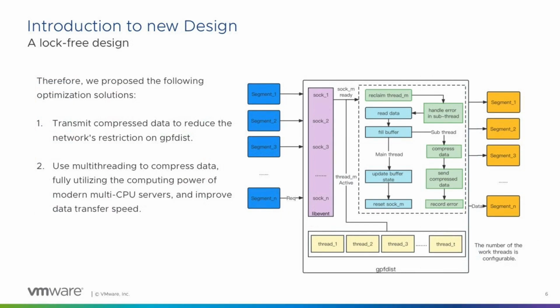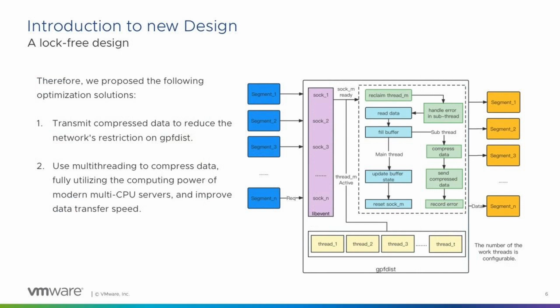In the new version of gpfdist, we have introduced a new multi-threaded compression and transmission architecture. Upon receiving a request, we locate the thread that is serving the request. After the main thread is reclaimed, it checks for and handles errors that may occur during compression and transmission. The main thread then reads the file, generates new worker threads, binds them to the request, and performs data compression and transmission.